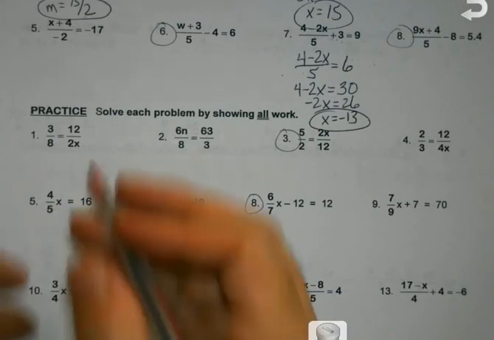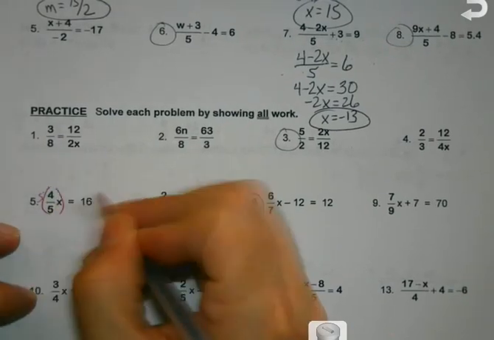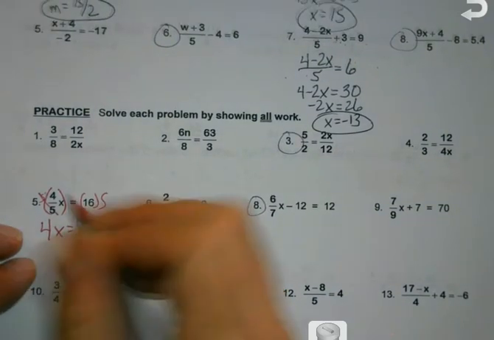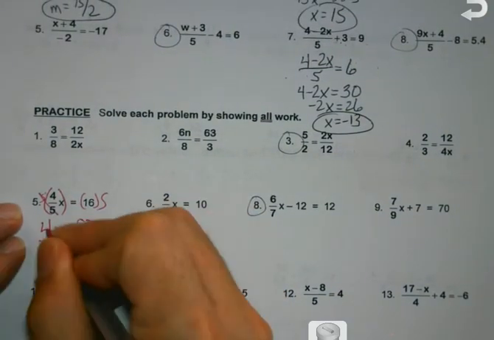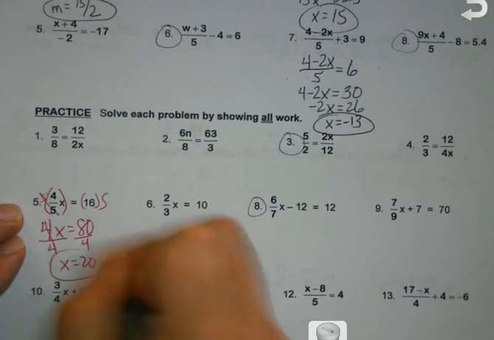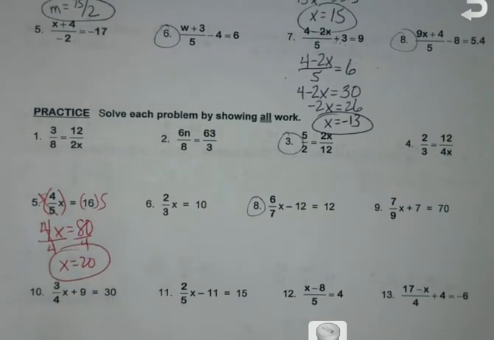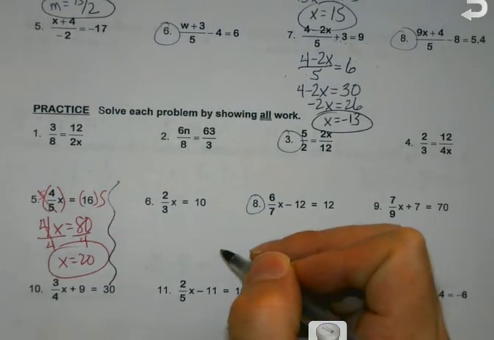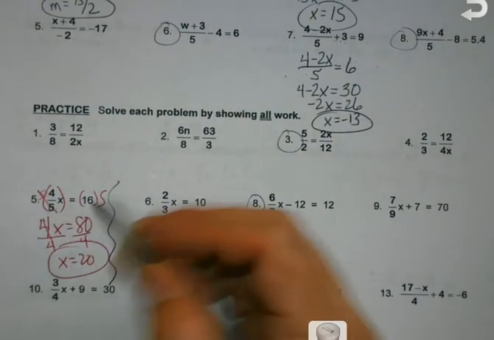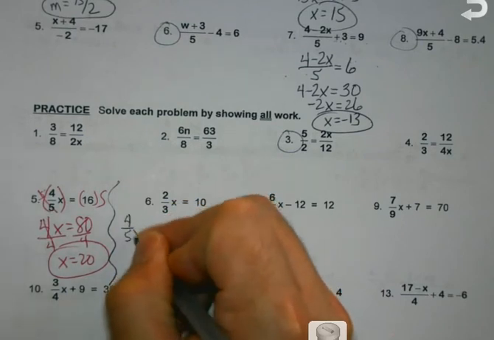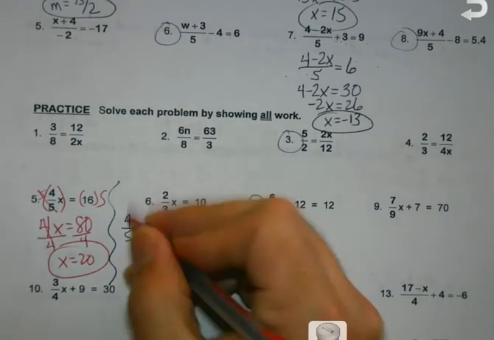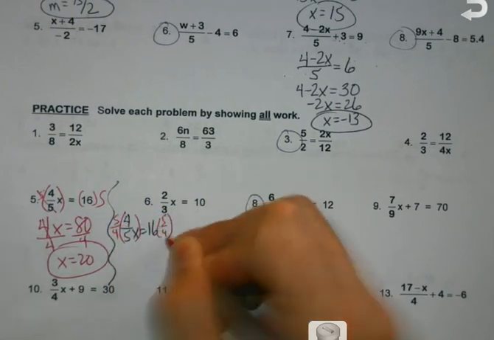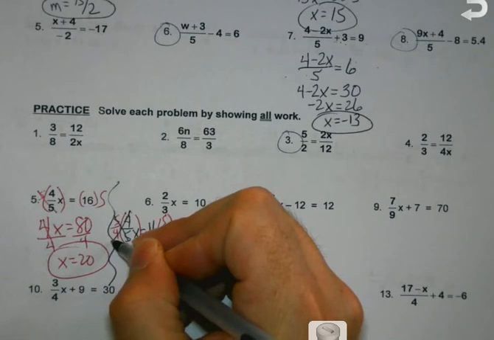So here on 5, I absolutely could multiply both sides by 5 first if I wanted to. Get to 4x equals 80. And then divide by 4. And again, I'm going a little overboard on my work showing. Or, if you wanted to, you also would have the option of just multiplying by the reciprocal. So if I have 4/5 x equals 16, I could just multiply both sides by 5/4. Take care of all that at once.